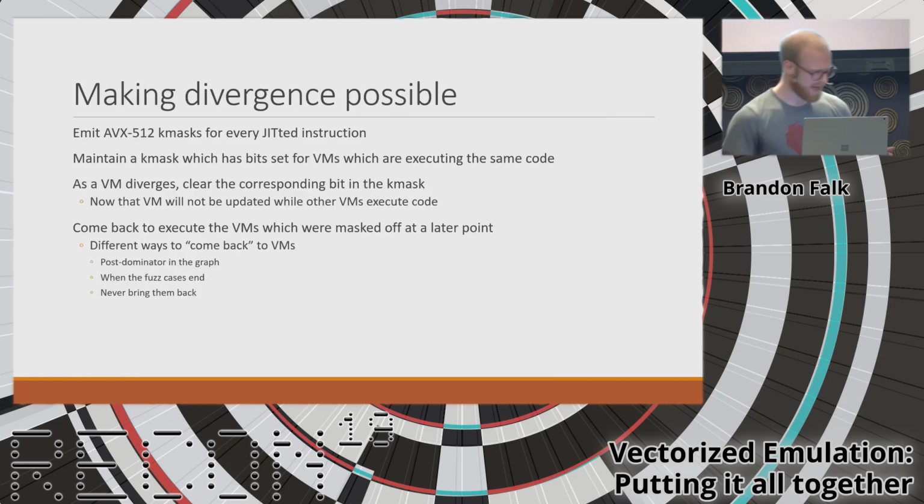So these kmasks seem like they could be usable to solve our divergence problem, in that if we made sure that every single vector instruction that we JIT has a kmask associated with it, then we could just mask off bits when things diverge. So if you have 2 things going to execute a branch, and one wants to do a subtract and one wants to do an add, you have to make a decision on which one you want to follow, the most popular one or whatever, and you mask off the other bit.